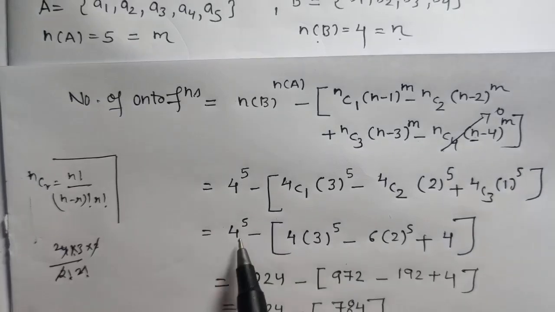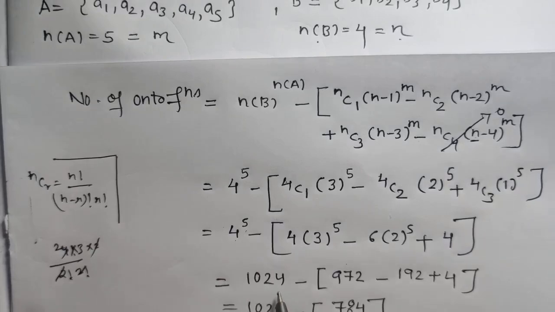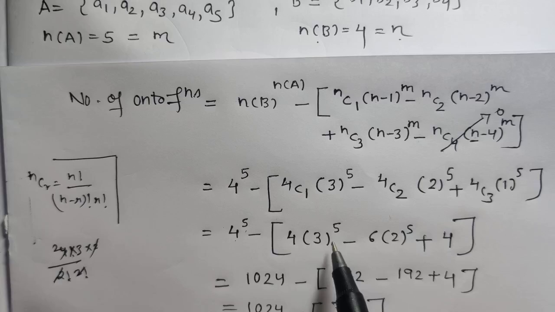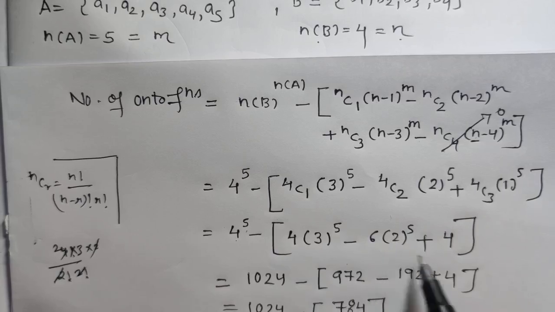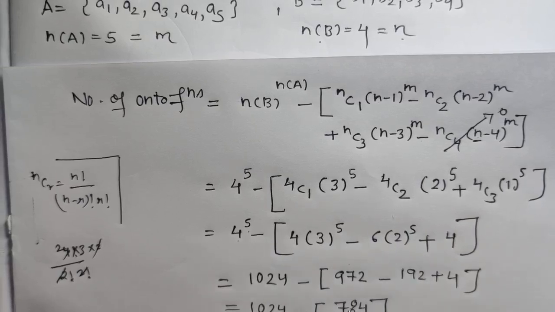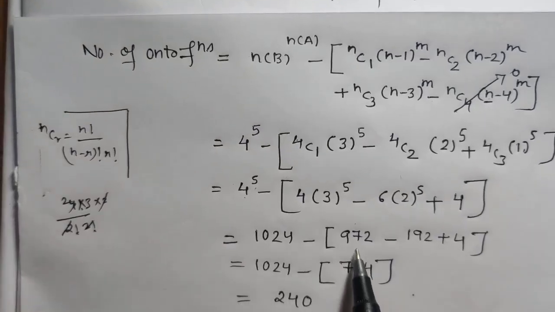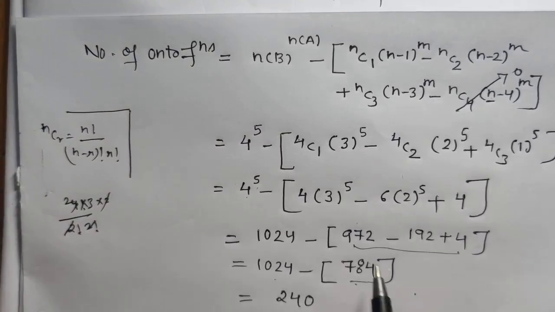Dear friends, when we solve 4 to the power 5 we get 1024. Because time is very short, I have calculated the values beforehand to reduce the time of the video. 3 to the power 5 into 4 is 972, and this is 192, and after simplification we get 784. This bracket gives the value 784, and 1024 minus 784 is 240.